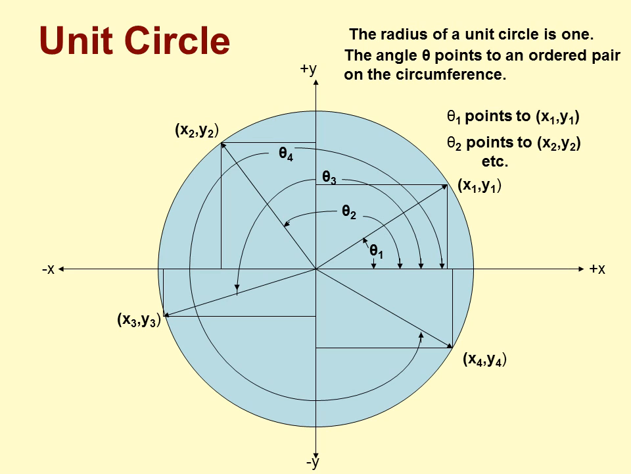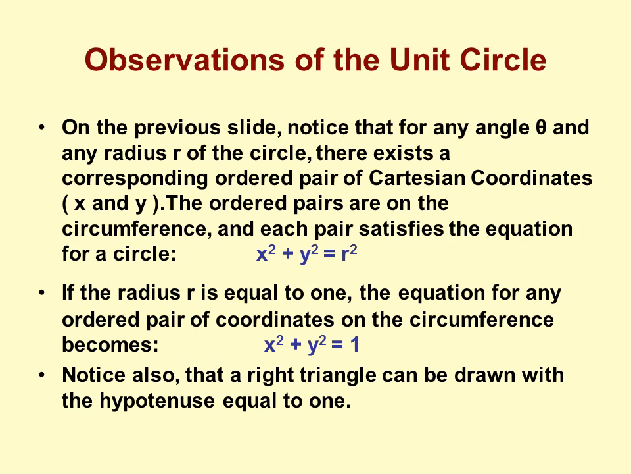And so now we can refer to the side lengths as x and y instead of a, b, or c if we want to. On the previous slide, you'll notice that for any angle theta, there exists a corresponding ordered pair of Cartesian coordinates. And each pair satisfies the equation for a circle, x squared plus y squared equals r squared. If the radius is 1, the equation becomes x squared plus y squared equals 1.